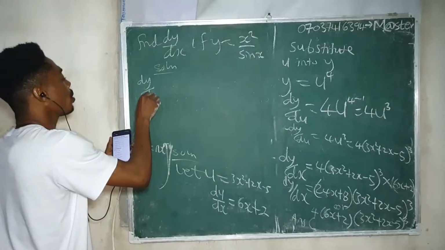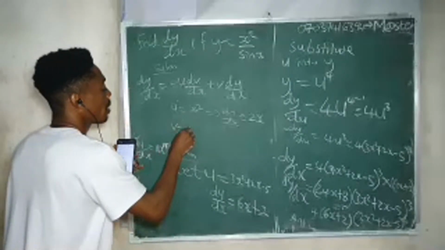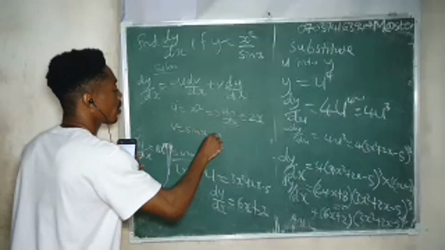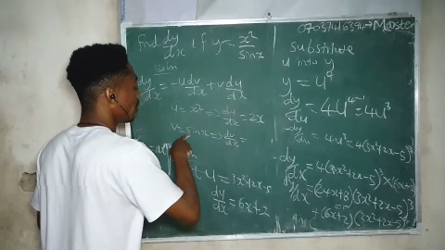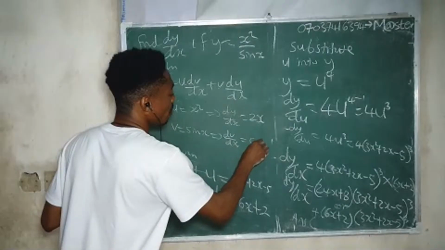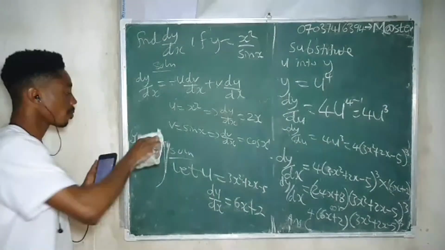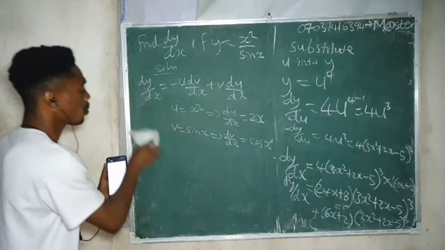In quotient rule, dy dx is given as minus u dv dx plus v du dx. So what's my u? My u is x squared. What's my du dx? My du dx is 2x. What's my v? My v is sine x. What's my dv dx? If I differentiate sine x, I will have cos x.